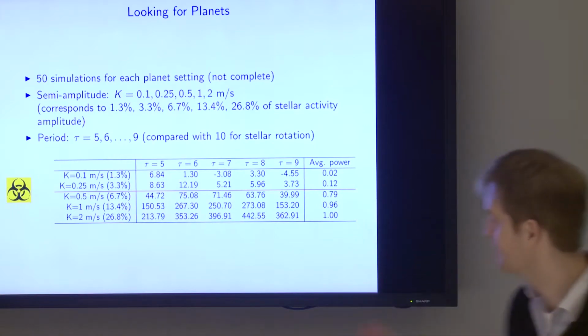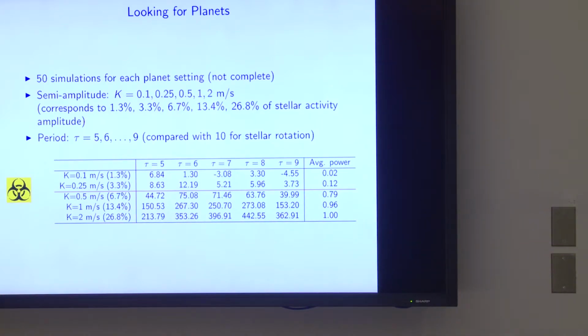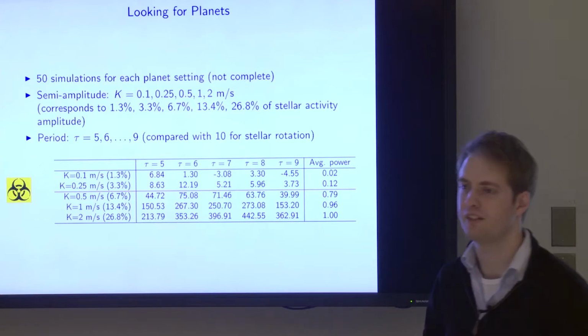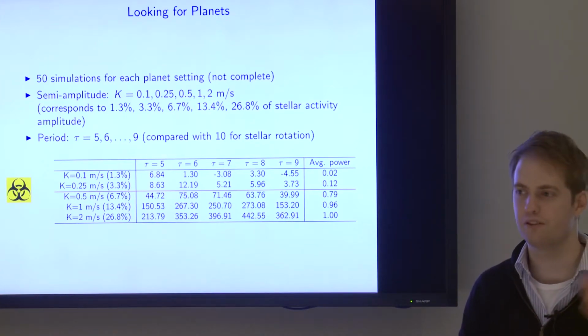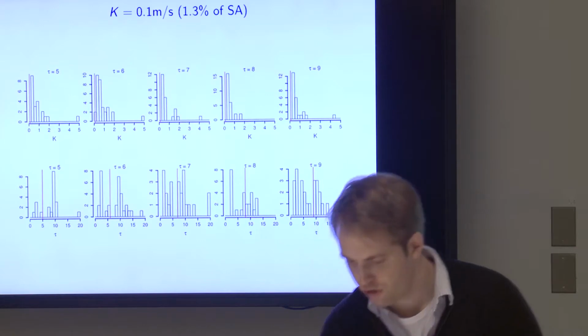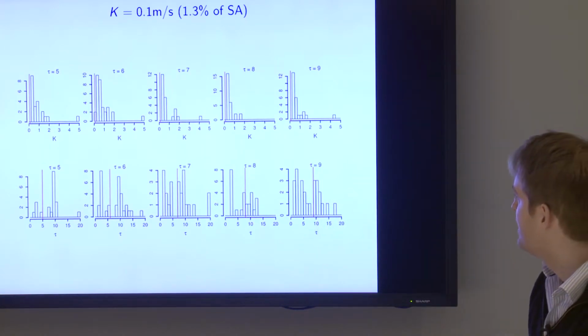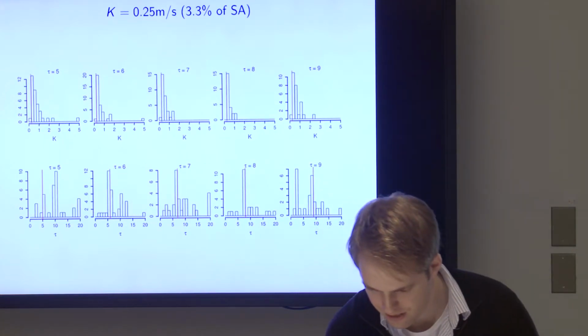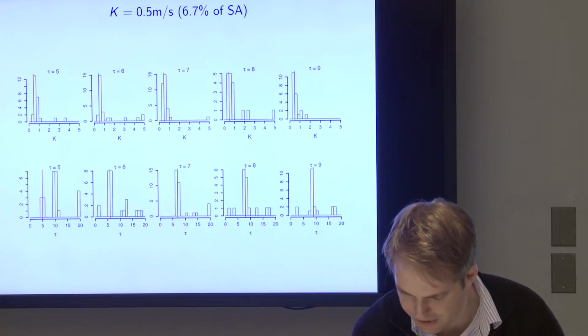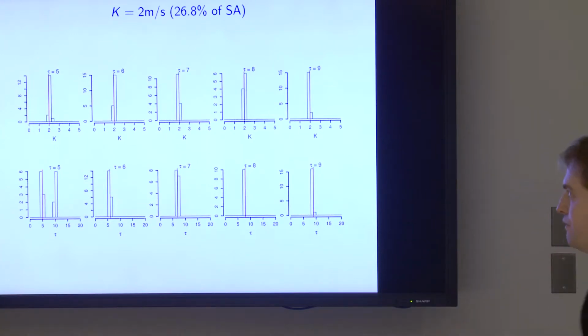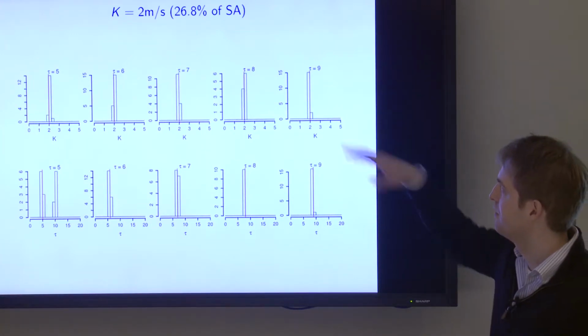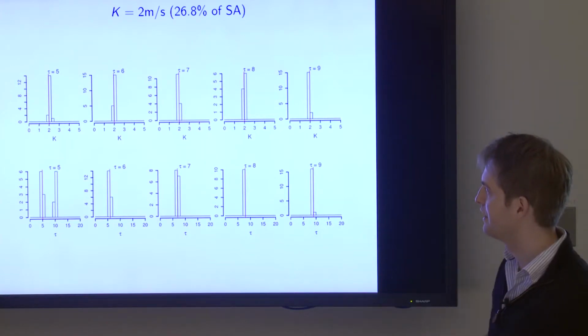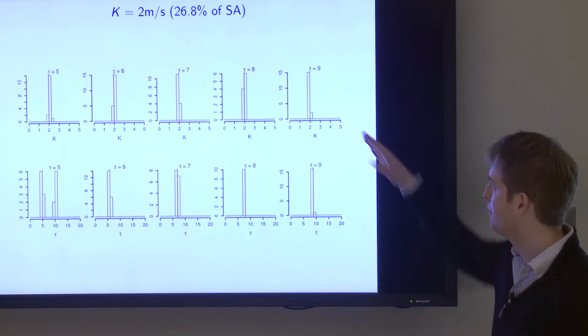And then one thing we can do just to check that things are working well is look at the parameters estimated. So the estimated value of k and the estimated value of tau, the amplitude and the period of the planet. When the signal is very small, we really have no idea about these parameters. Then as the signal increases, we gradually pin them down more and more. By the time we get to the signal of k equals 2 meters per second, we have a pretty good idea of the amplitude of the planet.